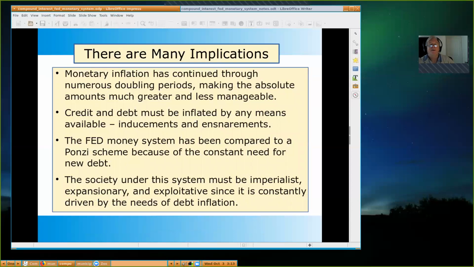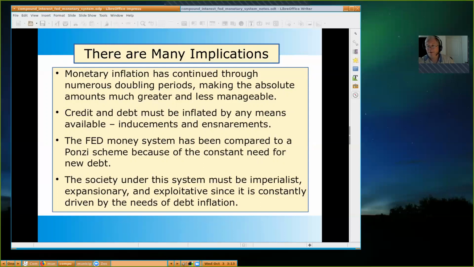Okay. So some implications of all this. Monetary inflation has continued through numerous doubling periods. Remember, the Federal Reserve was created in 1913, and then it was in the 1930s that we recovered from the stock market crash and the Great Depression. And so we're getting on to 100 periods of continuous compounding, 100 years of compounding monetary inflation.